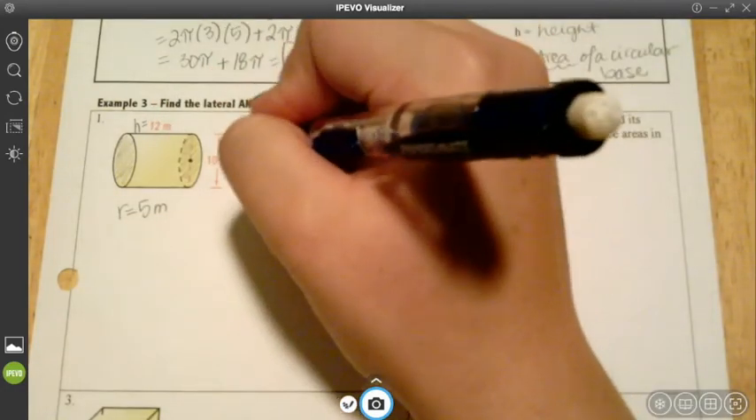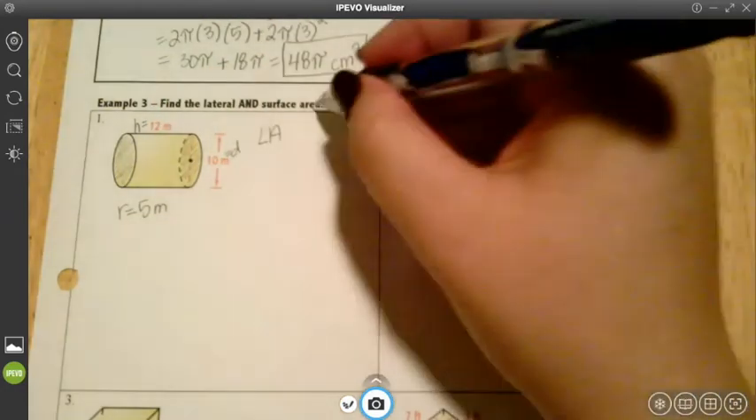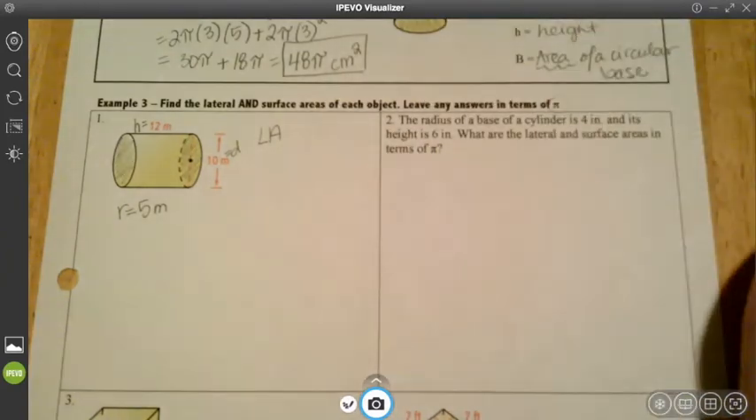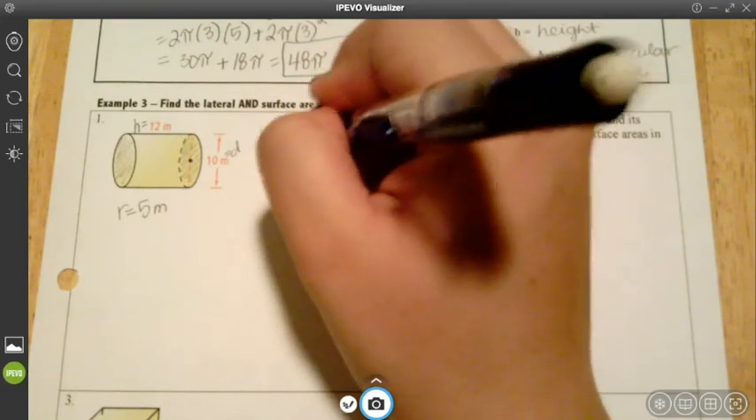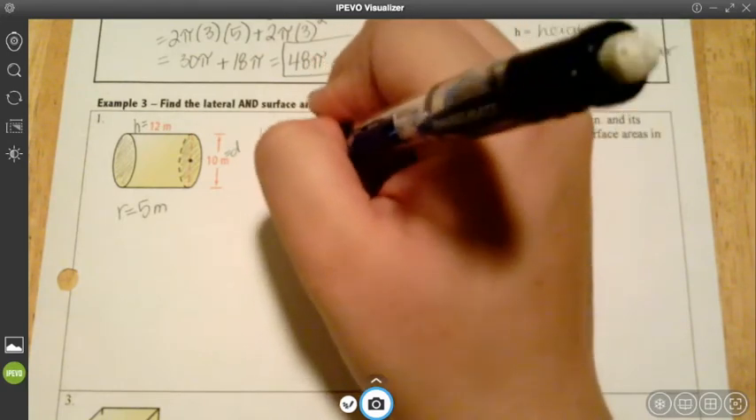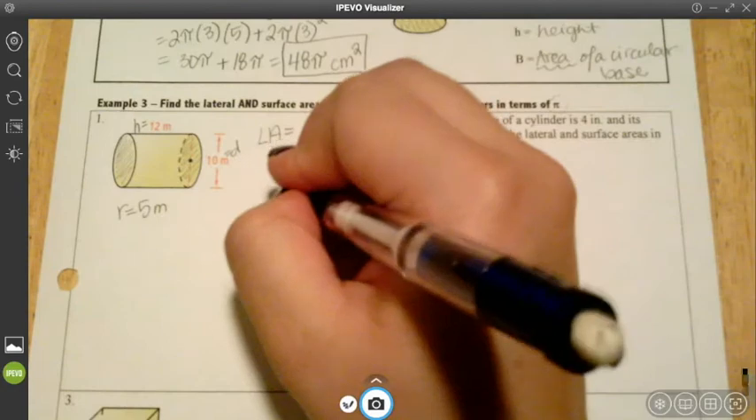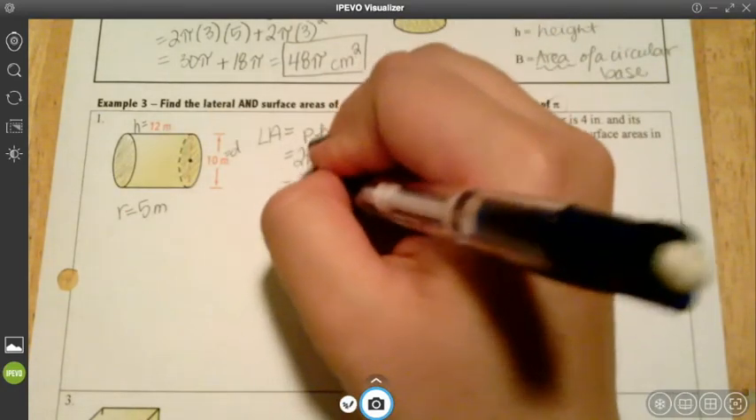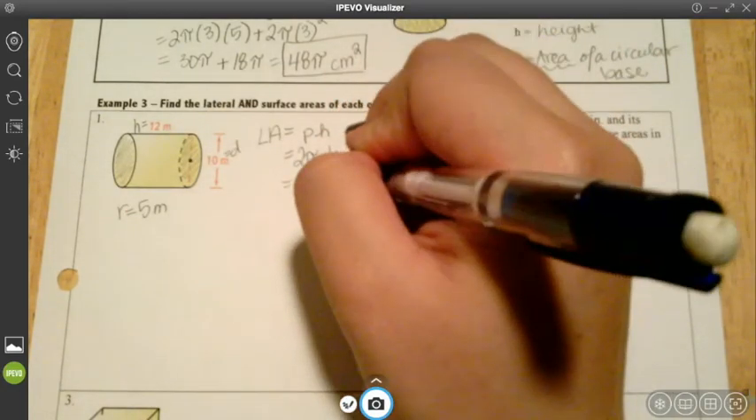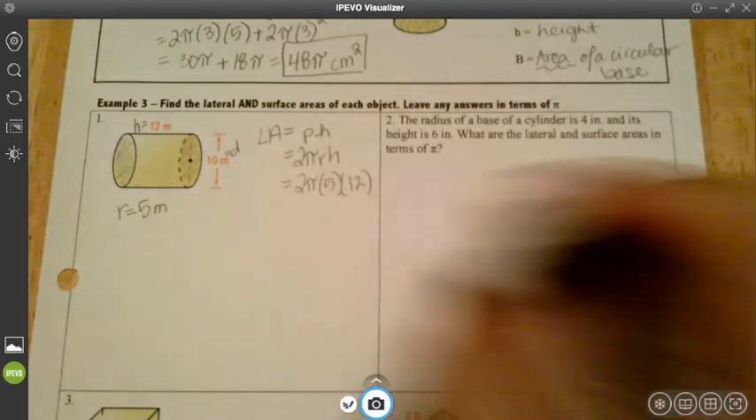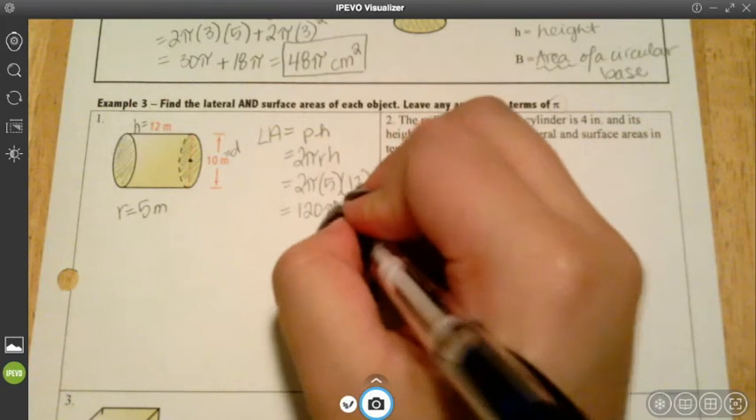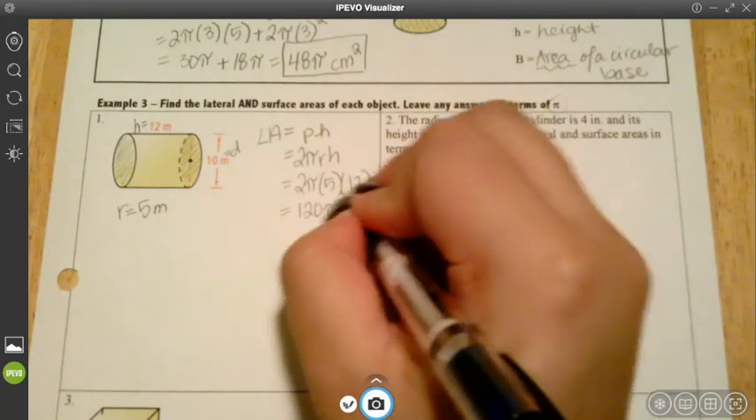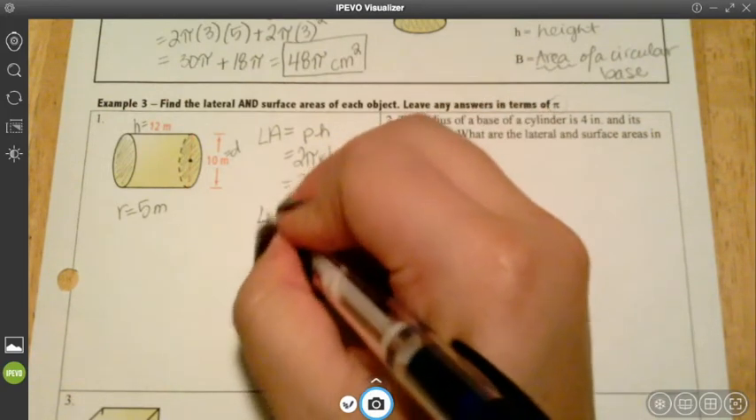So first, let's find lateral area. Then we'll find surface area, and we will leave our answers exact. Lateral area, that's perimeter times height, which is 2 pi r h. Radius is 5. 2 pi times 5. Height is 12. 2 times 5 is 10, times 12 is 120 pi meters squared. That is the lateral area.